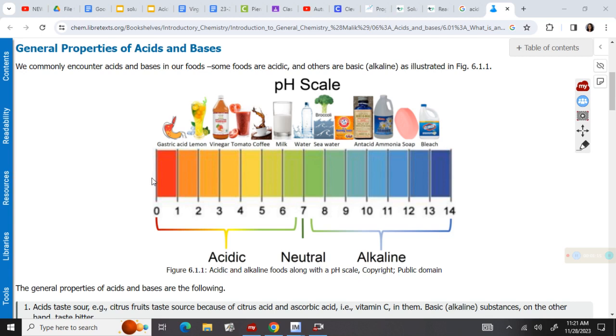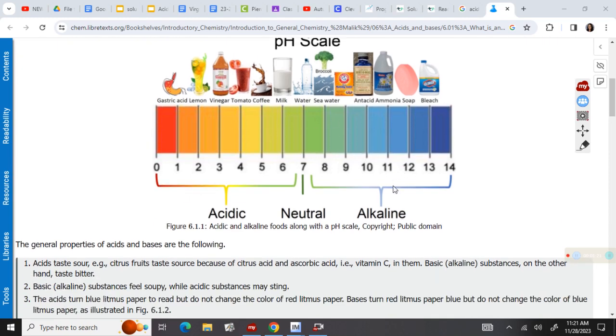So if we look at these colors, these are not random. The universal pH scale, if you were to take pH paper and dip them into each one of these substances, they would reveal the same color. Our acids taste sour. Citrus fruits like limes, lemons, they all have citric acid and ascorbic acid in them. For example, vitamin C. Basic alkaline substances taste bitter. So usually most of our foods fall in the acid category.